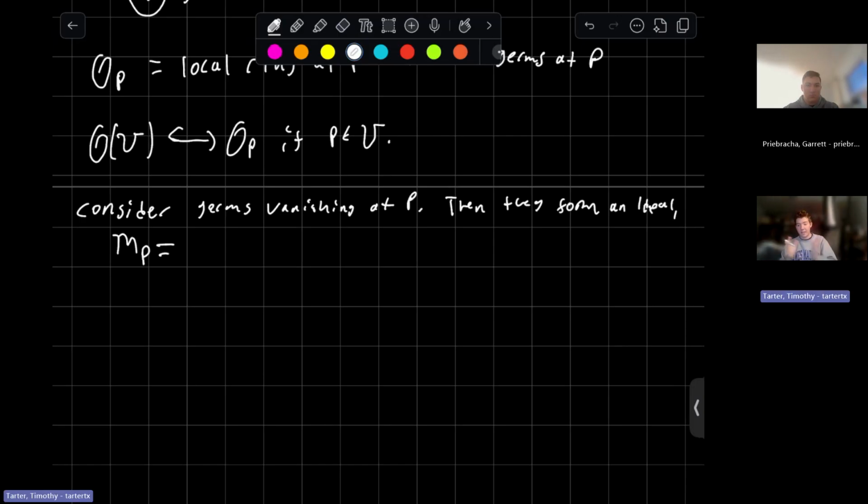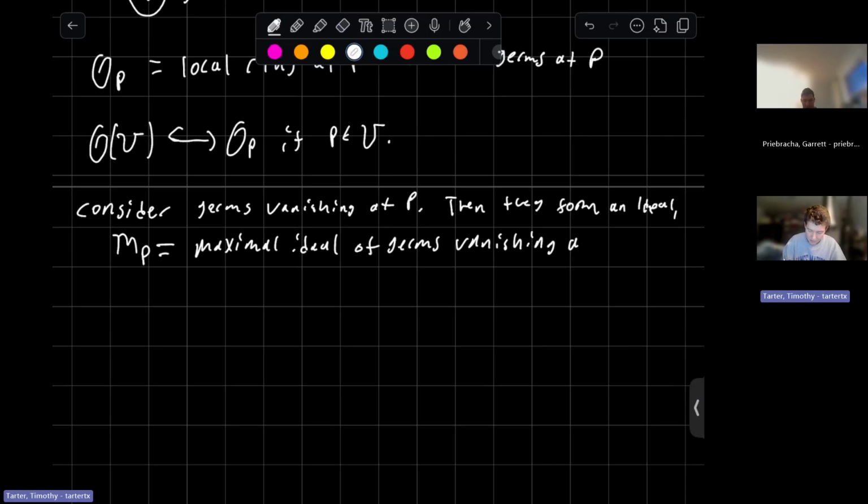Namely because when you add two things vanishing at P, they also vanish at P. And when you multiply anything in, you're multiplying some number times 0, and we're working over an integral domain, so it goes to 0, so it's an ideal. And so this is the maximal ideal of germs vanishing at P.